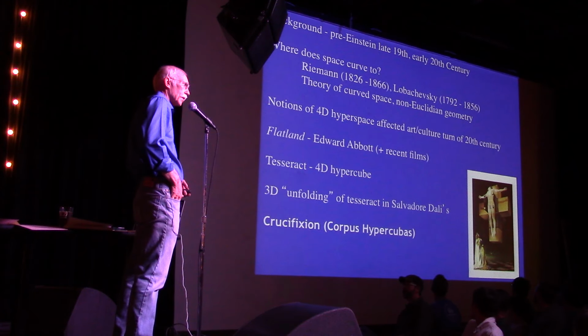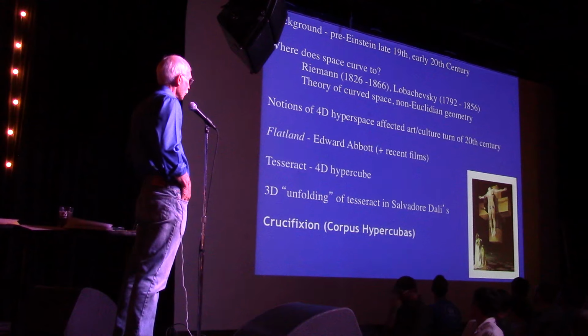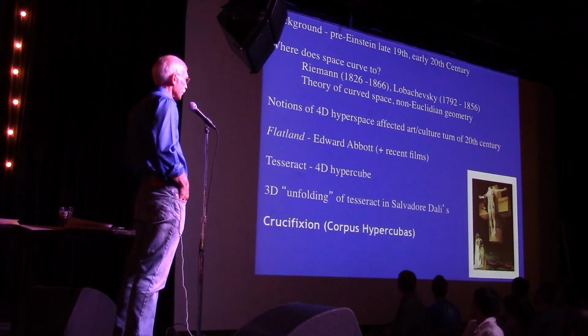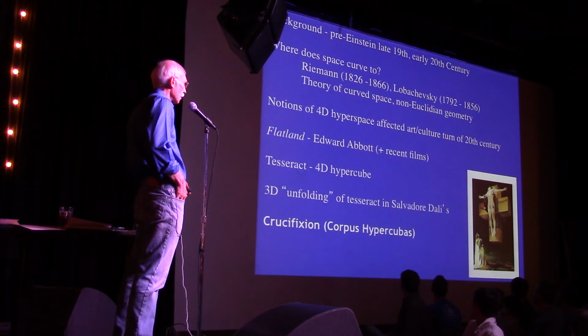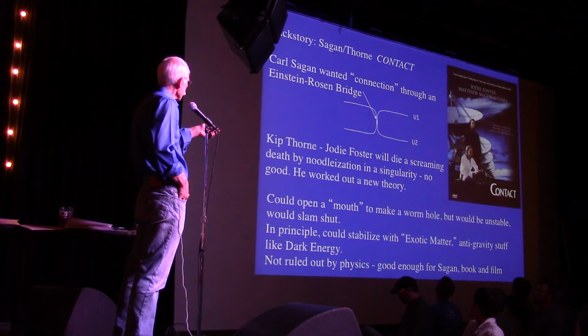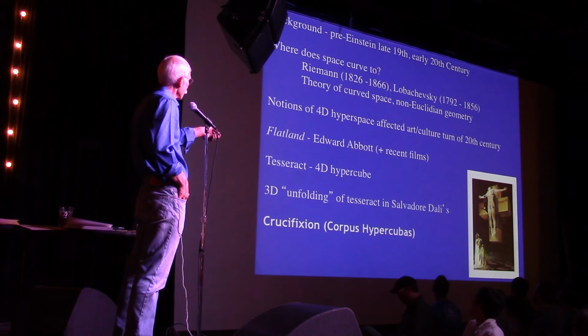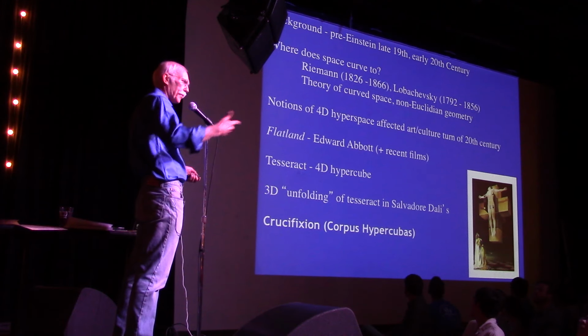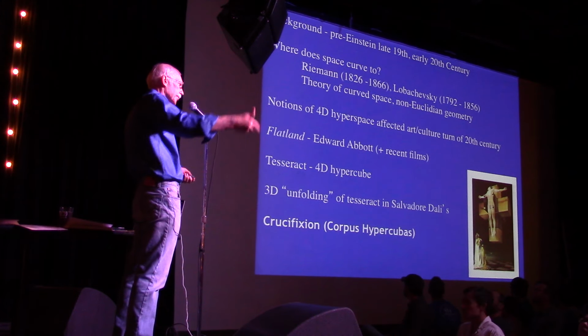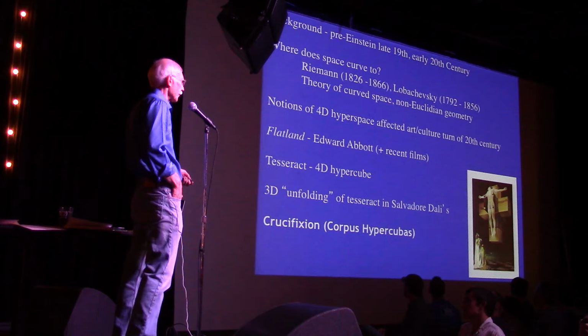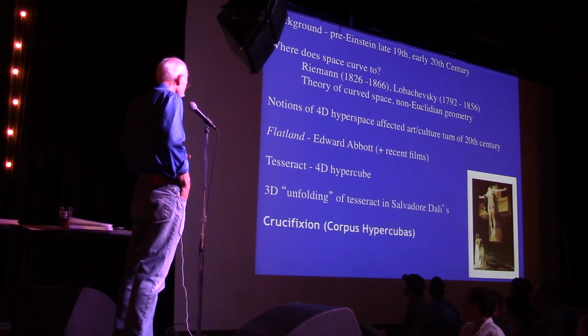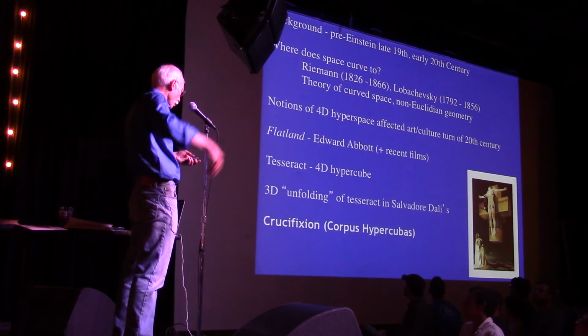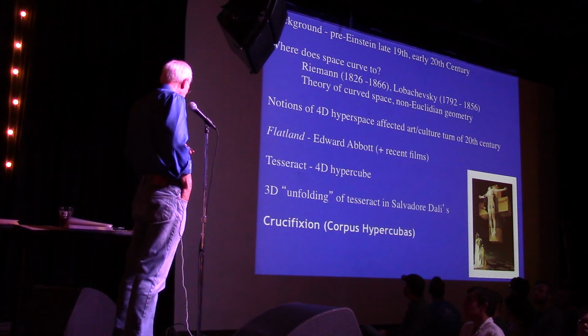So he shows Christ crucified on a cross. But if you look closely at that cross, it consists of 8 cubes. 4 going up and down, 1, 2, 3, 4. 2 on each side, 1 out the front, 1 out the back. So he's representing an unfolded 4-dimensional tesseract in 3-dimensional space. So these ideas kind of permeated art for the first part of the century.